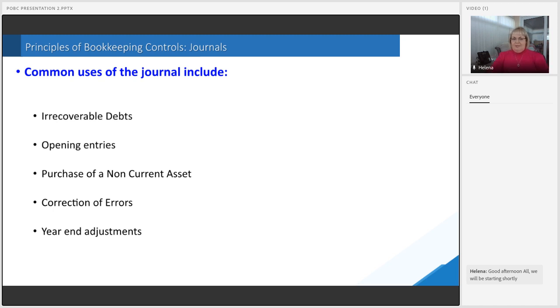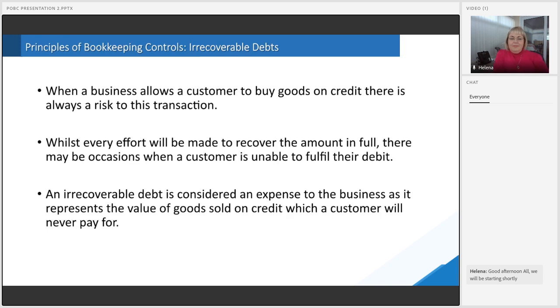So an irrecoverable debt, what is it? Well, whenever a business allows a customer to buy on credit, there's always a risk to that transaction. And as a business, you will take every precaution out there to reduce that risk. You will ascertain credit reports, you will do credit checks, you may even gain trade references. You'll hopefully have a very proactive accounts receivable team or a credit control function that looks after those customer balances, that hopefully traces those debts. But there's still a risk to that transaction.